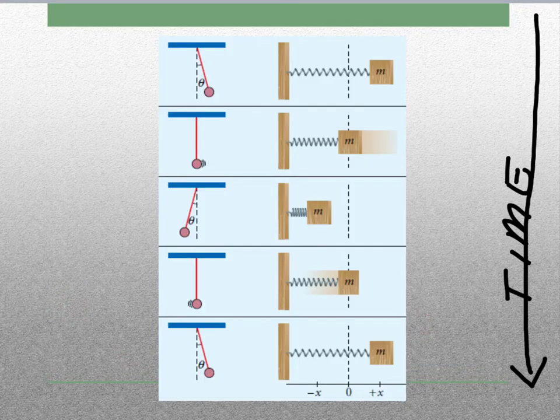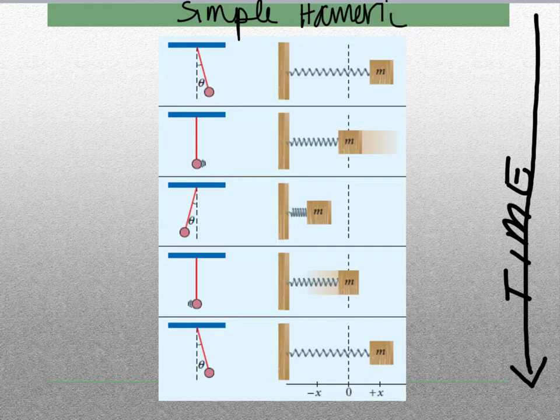So let's compare this now to our box on a spring, because we've decided now that both are simple harmonic motion. And now that we know they're both simple harmonic motion, I just want to point out something kind of interesting. Okay, so here we have our pendulum, right? And the pendulum starts here, it swings, it hits the equilibrium position, it keeps swinging up higher, swings back, keeps going back and forth, okay?